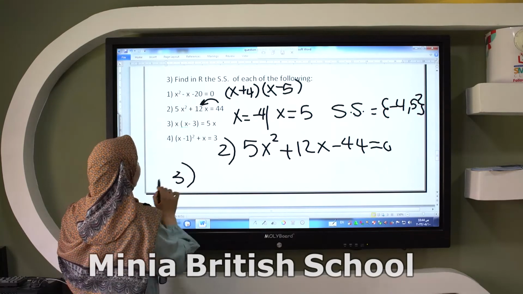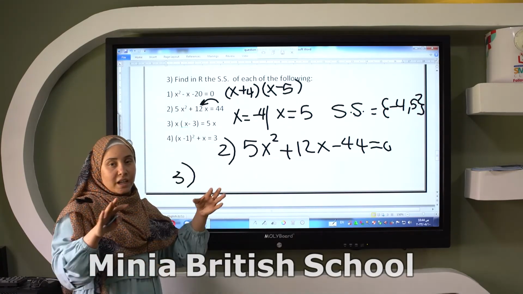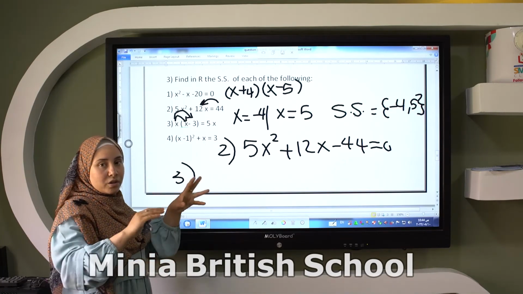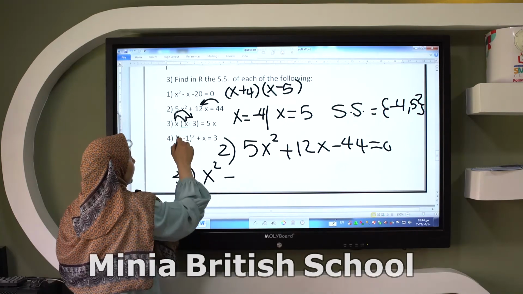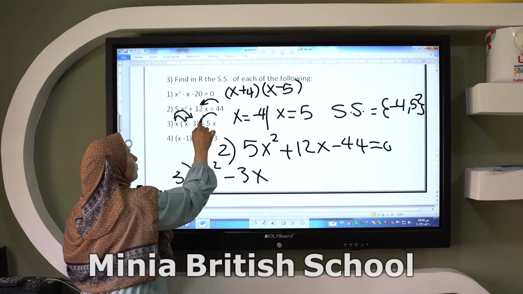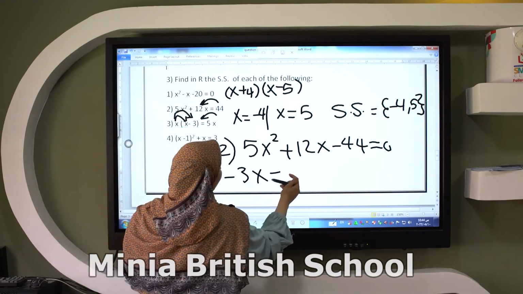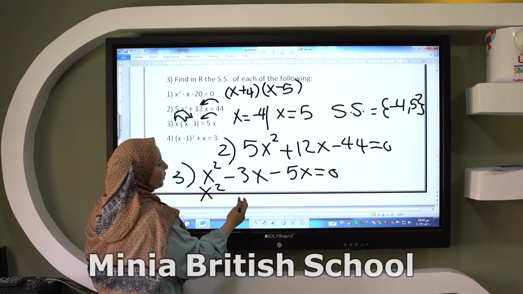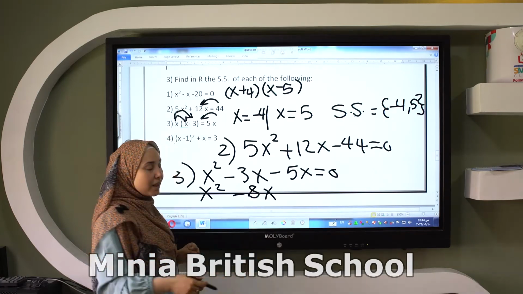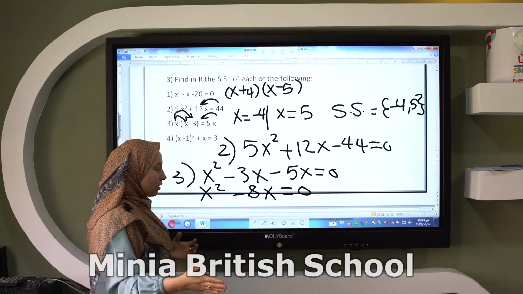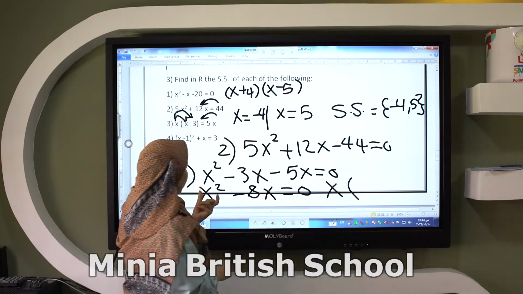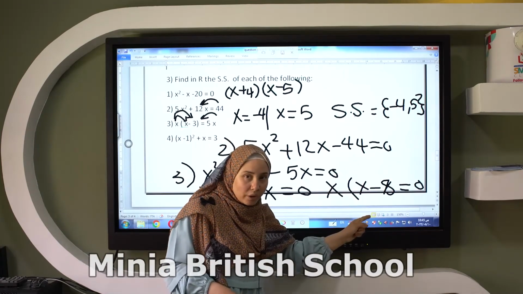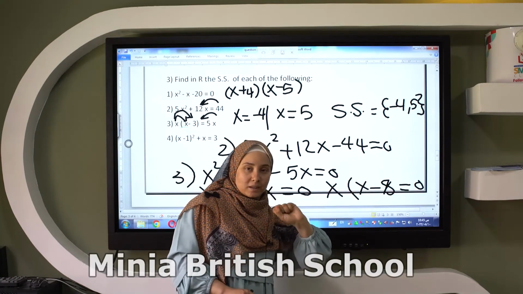But in number 3, x times x minus 3 equals 5x. Here you must multiply x times this bracket, okay, by the distributive property. x times x is x power 2, x times 3 equals negative 3x, and move 5x to the other side with the opposite sign, minus 5x. Then you can simplify it. x power 2 minus 3x minus 5x equals x power 2 minus 8x equals 0. Then you can take x as a common, okay, like here. So the remainder is x minus 8 equals 0. Then the solution set equals 0 and 8, because x equals 0, x equals 8, okay.